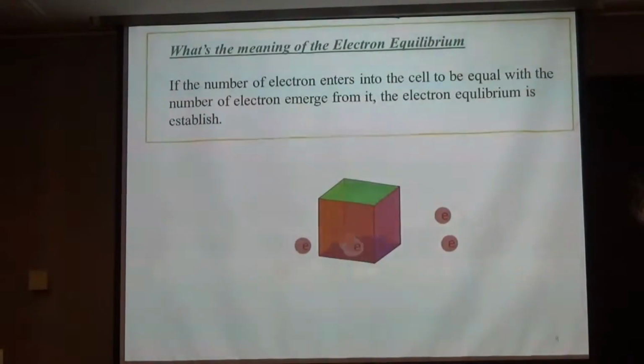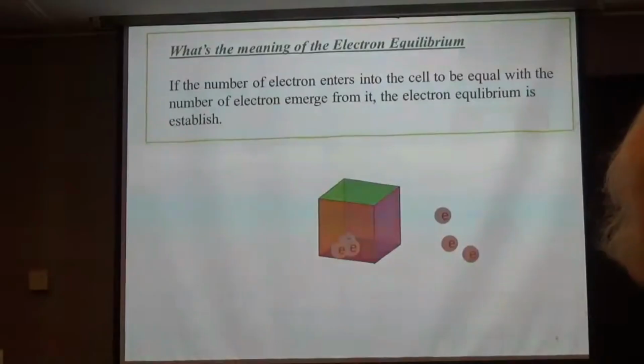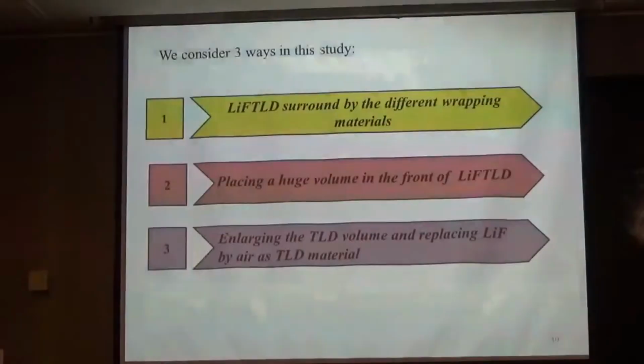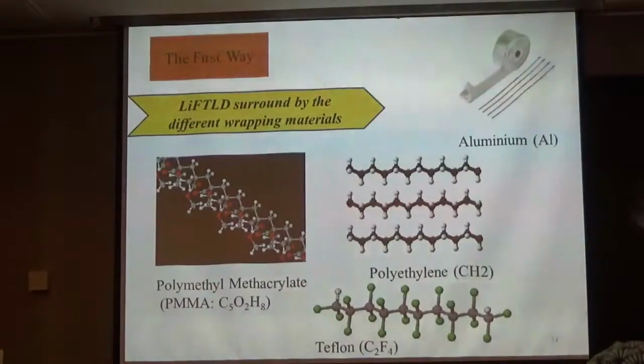How to establish the electron equilibrium in simulation of TLD by MCNPX Monte Carlo? We consider three ways in this study. One, the TLD is surrounded by different wrapping materials. Two, placing a huge volume in front of the LiF TLD. Three, enlarging the TLD volume and replacing LiF by air as the TLD material. The first way: LiF TLD is surrounded by different wrapping materials such as aluminum, polyethylene, Teflon, and PMMA.